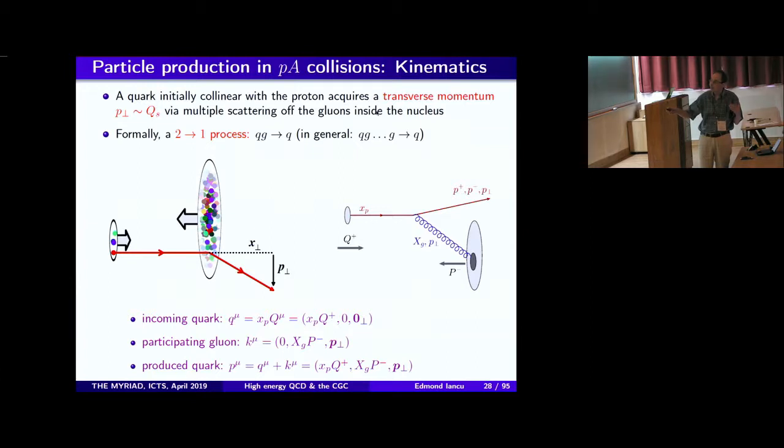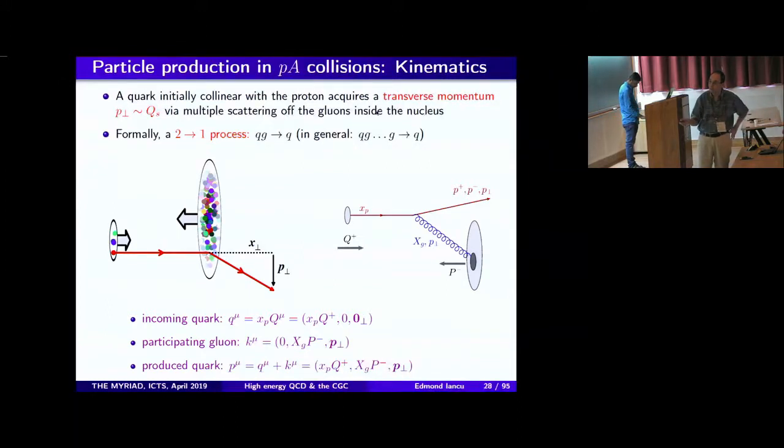And by the fusion between this quark and the gluon, one produces a quark in the final state, which has a non-zero p perp. Since the original quark was collinear with the incoming proton, this p perp comes fully from the gluon inside the nucleus. Right? So here I have zero p perp, and here I have p perp.